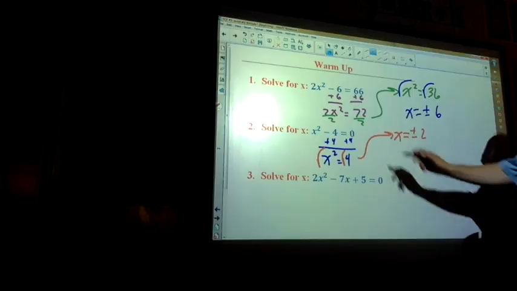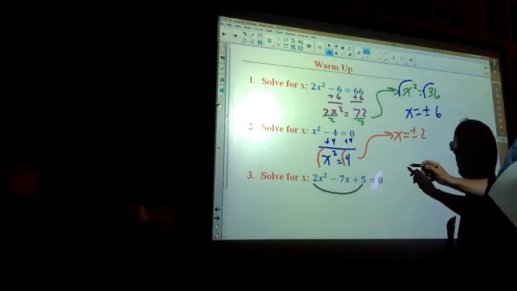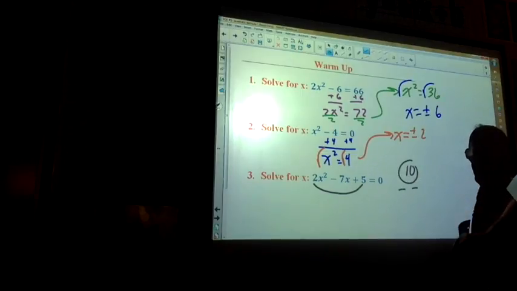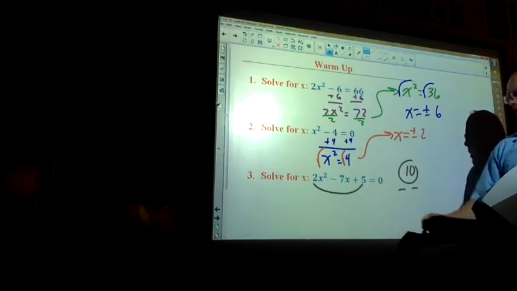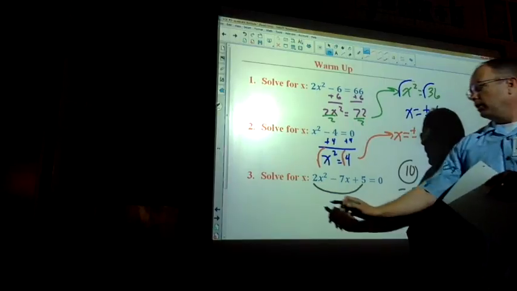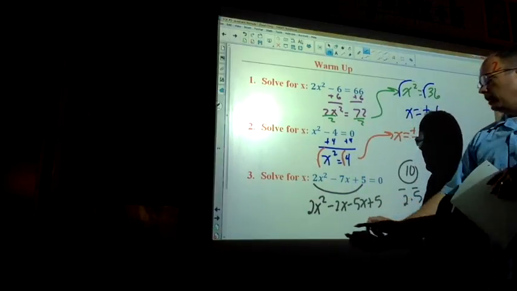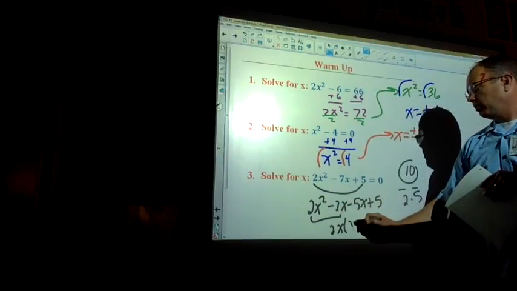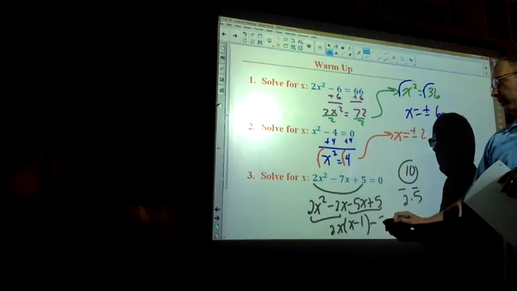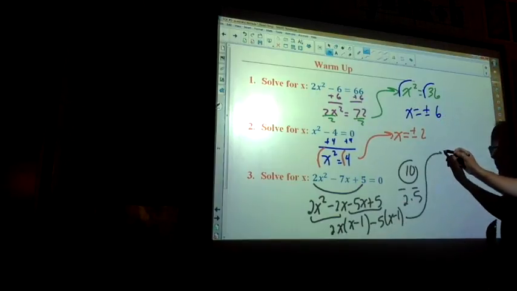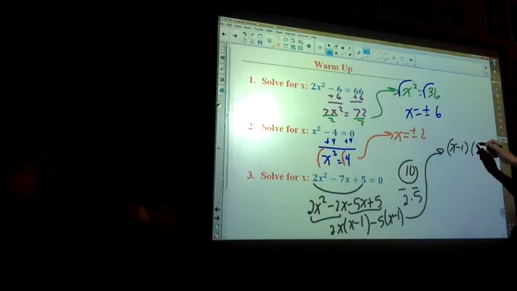Oh, this one. We have to do our magic number of factoring. Magic number is positive 10. But they know both sides have to be negative. That'll get to a positive there when I multiply, negative there when I add. And then I have 2 and 5. So I get 2x squared minus 2x minus 5x plus 5. I get 2x. That gives me x minus 1. Factor out a negative 5. So that gives me x minus 1 and 2x minus 5. That gives me x equals 1. 2x is equal to 5. X is equal to 5 over 2. Two answers. Each of them has two answers, yes?